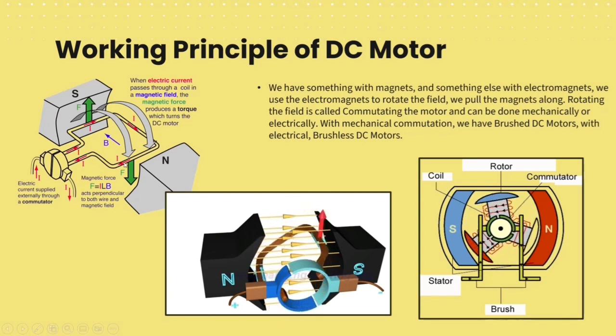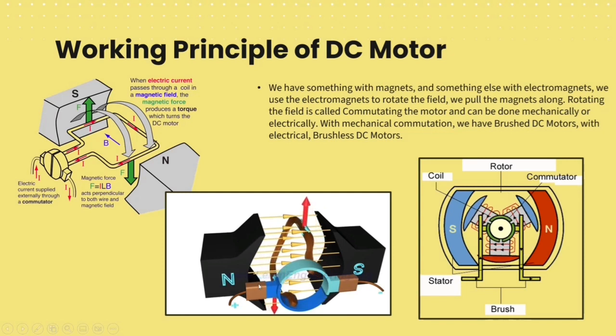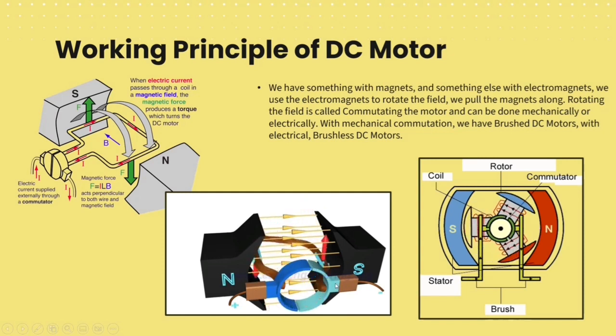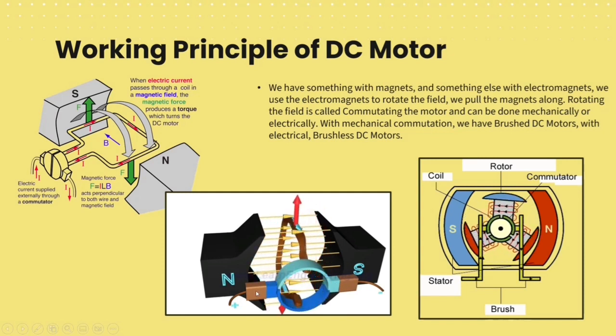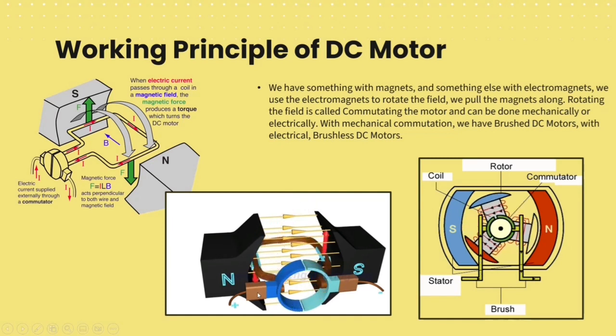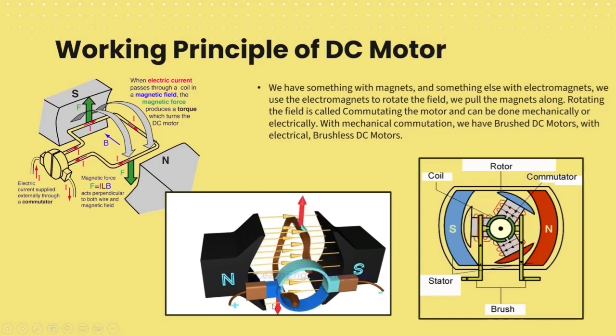So, to maintain the rotation, the current direction must be continuously reversed. Here this direction is reversed when the light blue part comes to here. Now it's on the negative side. After here, it's on the positive side. So the force direction is going to change. It is continuously rotating because of this commutator.